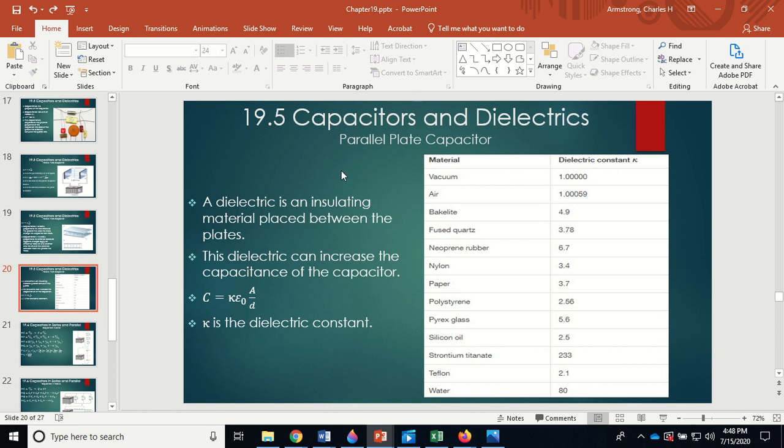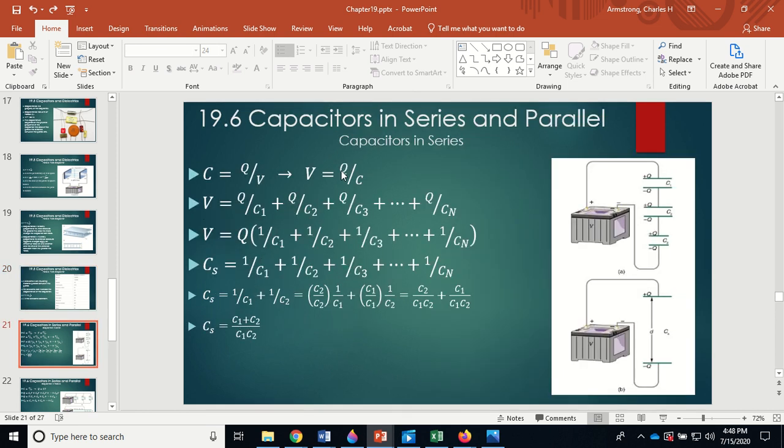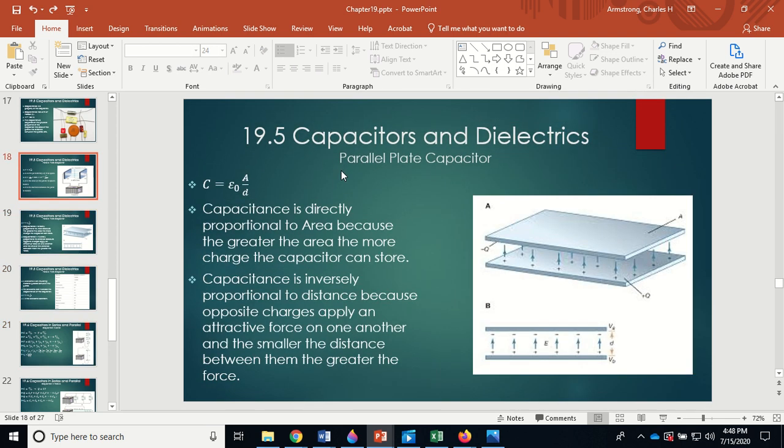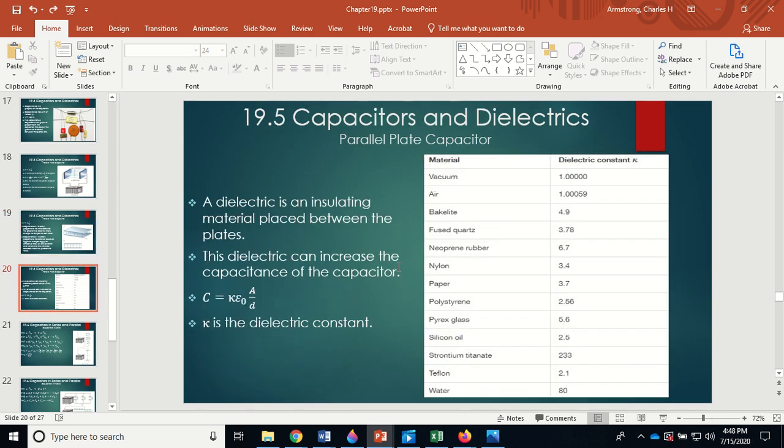Now, basically, dielectric. This is the next thing. What we do is stick some material between the plates, and we would increase the capacitance. It's kind of interesting how it basically weakens the electric field. And with the electric field weakened, you can stick more charges on there. It's a whole thing that we don't really need to go into the details of.